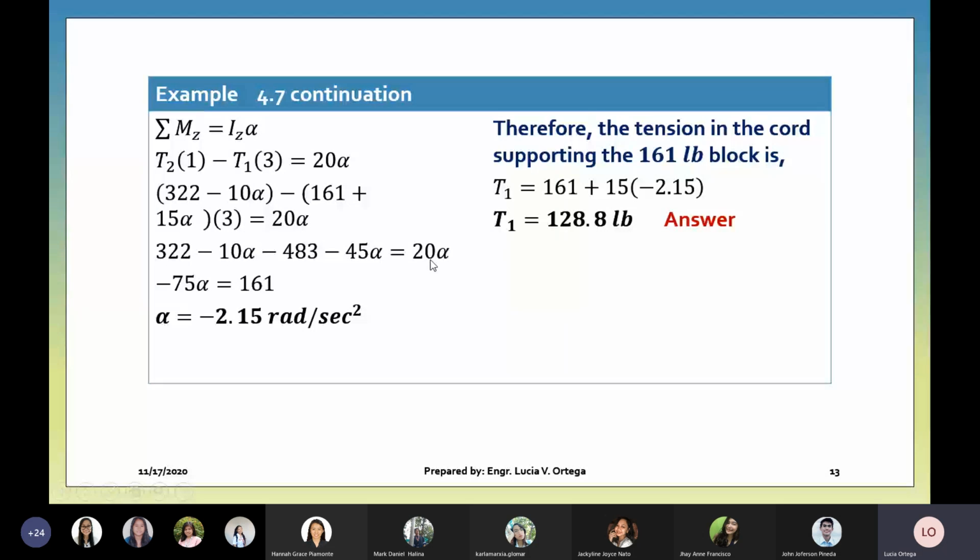Simplifying the equation, we can solve for alpha, that is equal to negative 2.15 radians per second squared. So substituting back alpha to the equation for T sub 1, the required is the tension in the 161-pound block. So T sub 1 is equal to 128.8 pounds. Okay.